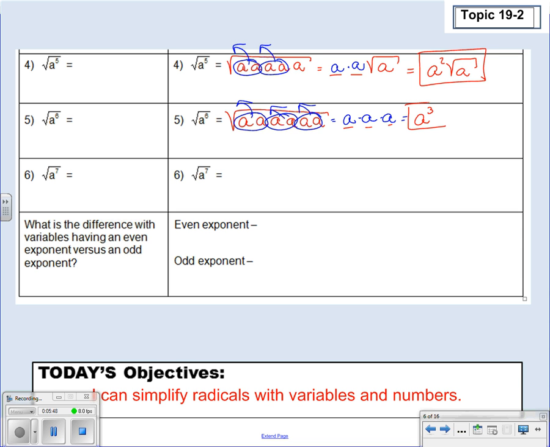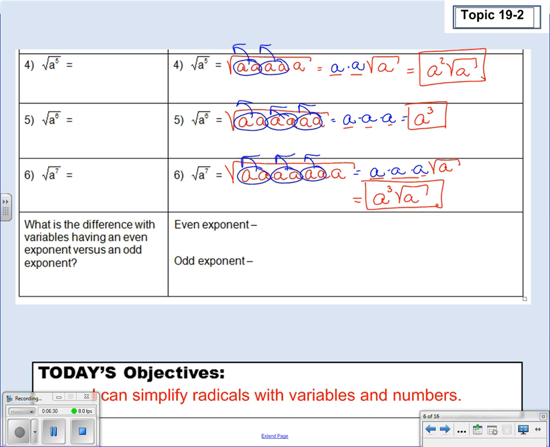Some of you may have seen a pattern by now, but in case you haven't, we're going to continue on. We have a to the 7th power, that's the square root of a to the 7th. So again, draw my radical. There's 1, 2, 3, 4, 5, 6, 7. Get my doubles. Here's a double. Get out. Another double. Get out. Another double. Get out. And now I am left with still 1 a under the radical. I have 3 a's out front, so this is a cubed, and then I still have a square root of a in the radical.